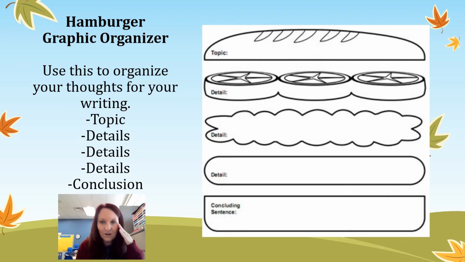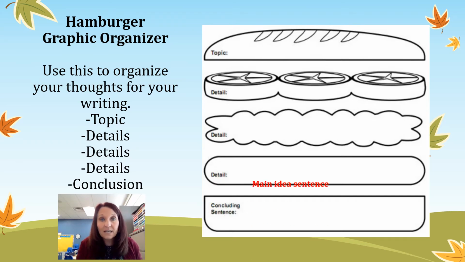When I think of a hamburger, I think, okay, there's a top bun and a bottom bun, and in the middle has the good stuff, the hamburger, the cheese, the tomatoes, whatever you put on your hamburger. Well, that's just like writing. The good stuff is going to be in the middle of your paragraph. The top and the bottom just kind of support it to keep it together.